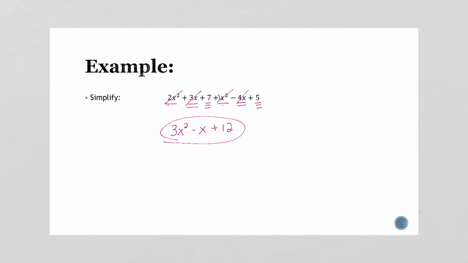Terms are separated by pluses and minuses. So make sure that if it's a negative number, you put a minus sign in front of it. If it's a positive number, you put a plus sign in front of it.